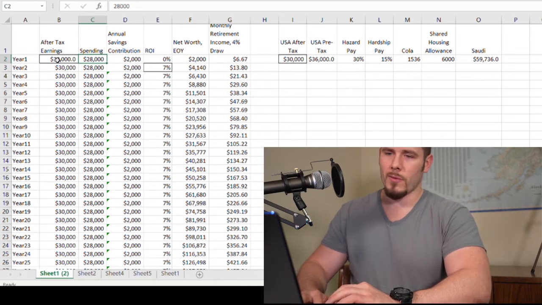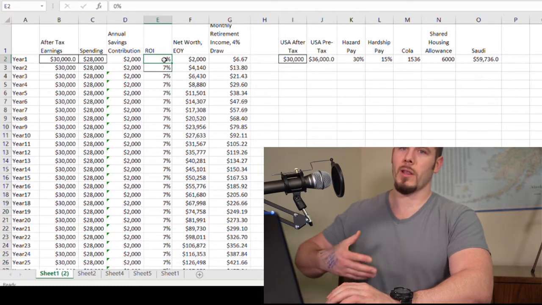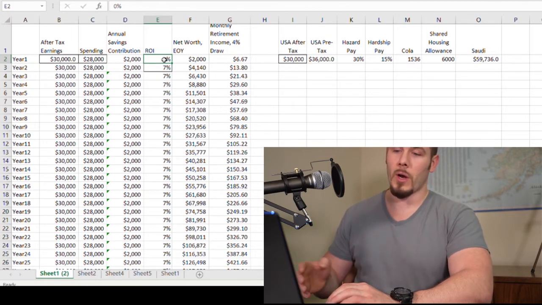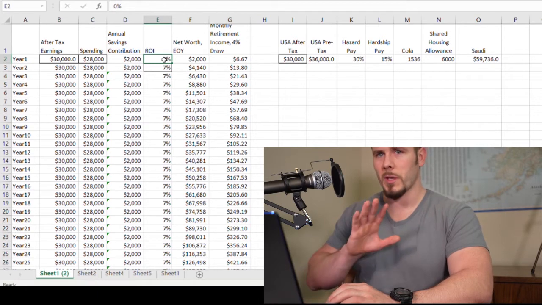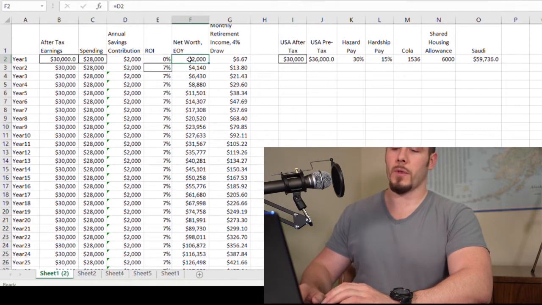So if you have $30K after-tax earnings and you spend 28, this cell here, your annual savings contribution, is just cell B minus cell C, so it's $2,000. Then I put 0% for your ROI for the first year, because we're assuming that the person is saving and investing at the end of the year. They could invest throughout the year and compound it monthly or whatever, but we're keeping the model simple. So at the end of the year, they have 2,000.